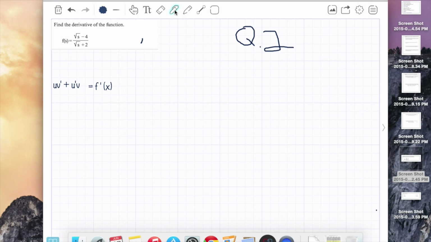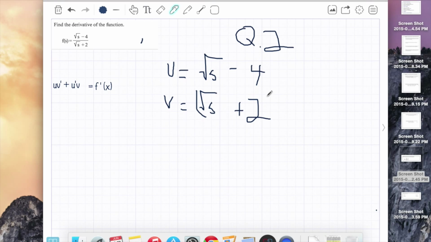Firstly, we can use the product rule by separating the function into two parts. We can say u equals the square root of s minus 4. And then we can call v the bottom part of the function and rewrite that as the square root of s plus 2, except because it's in the denominator, we have to put it to the negative 1 power.